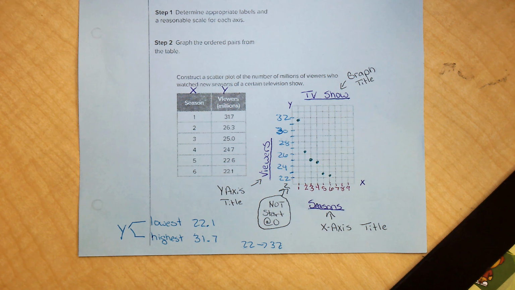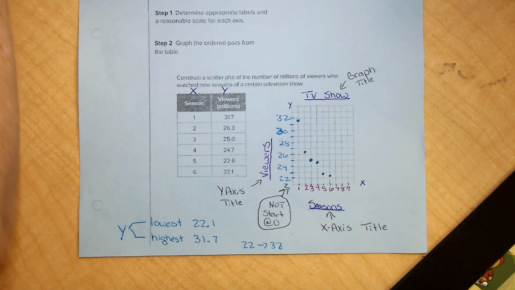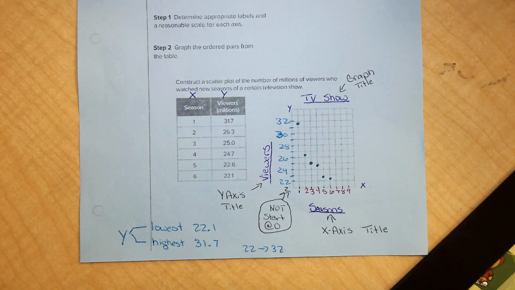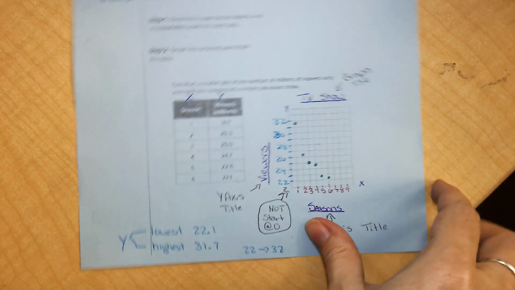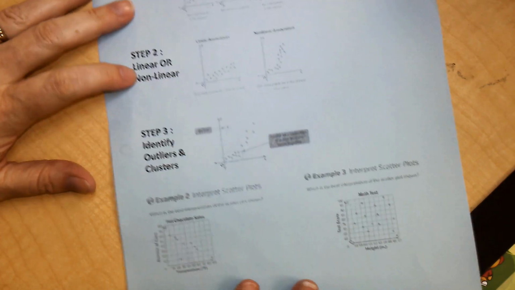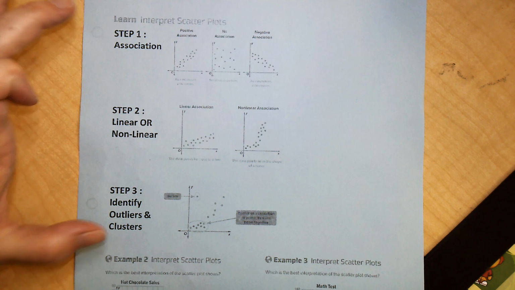So now on the back, we are going to interpret. The state likes to have you interpret scatter plots, so we're going to learn some vocabulary that goes with interpreting scatter plots. All right, so skip it over. Yep, I forgot. Copier sucks, sorry. Okay, so 3 steps.